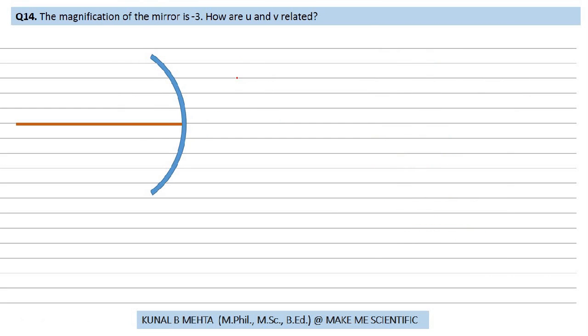The last case, the magnification is already given to us as -3. Now this is only possible, see, this negative sign indicates that the image is real. Correct? So the image has to be bigger than the object 3 times, and that is only possible if you place the object between f and c.